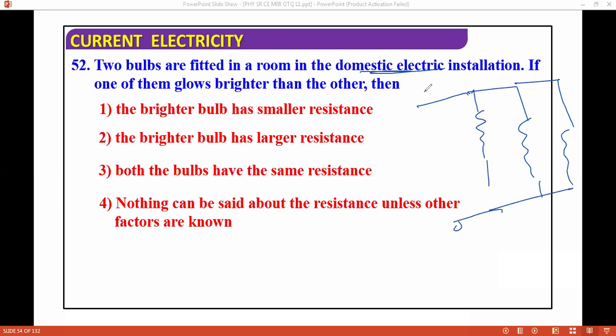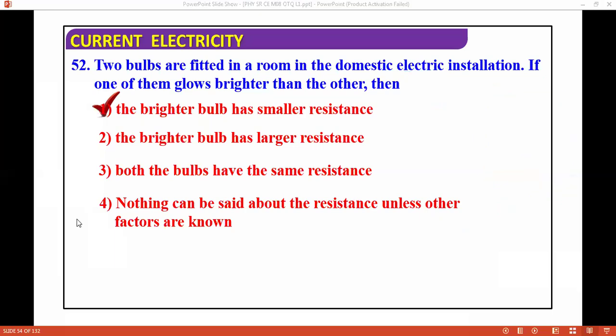So now you connect this through the wire. The brighter bulb will have a smaller resistance, and now this question becomes very easy. So I am leaving this question to you. Tell me everyone, what is the answer for this question? Go through all the options. The brighter bulb has a smaller resistance. Again, the question is similar to the earlier question. Like the earlier question, we have completed the last question. So now we're moving on to the next question.